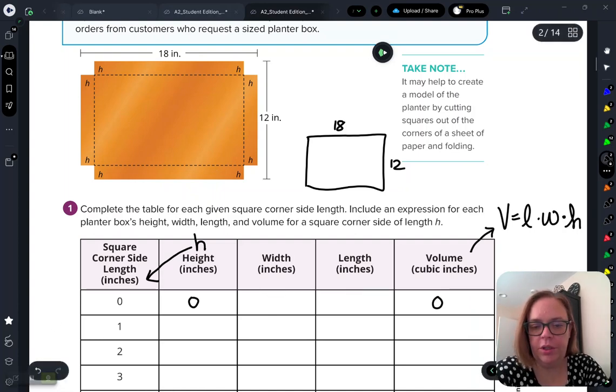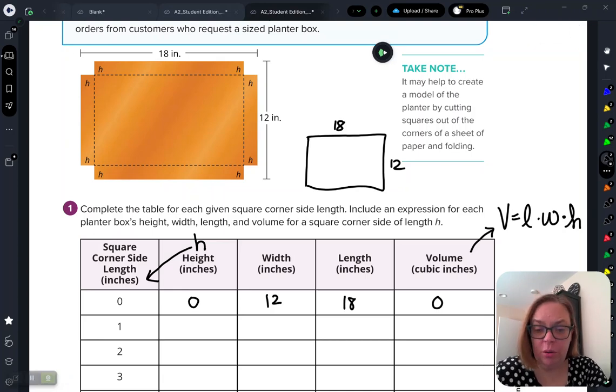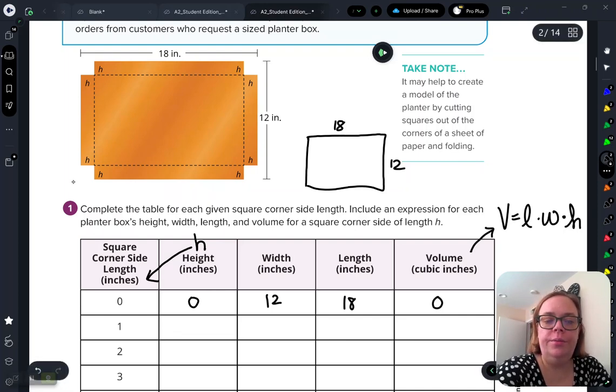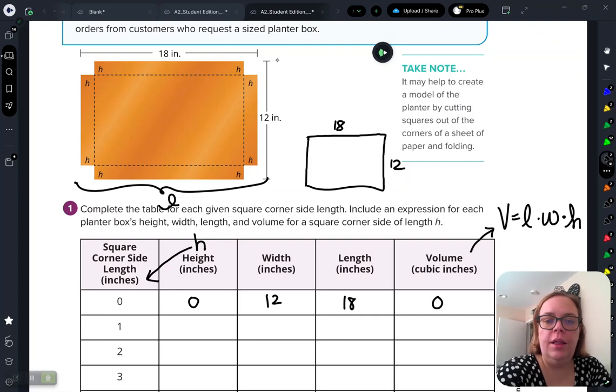So actually I'm going to switch that around. Technically it doesn't matter which one you call the width and which one you call the length, but I'm just going to be consistent with the book. And so we're going to go this way for the length, and this way for the width.